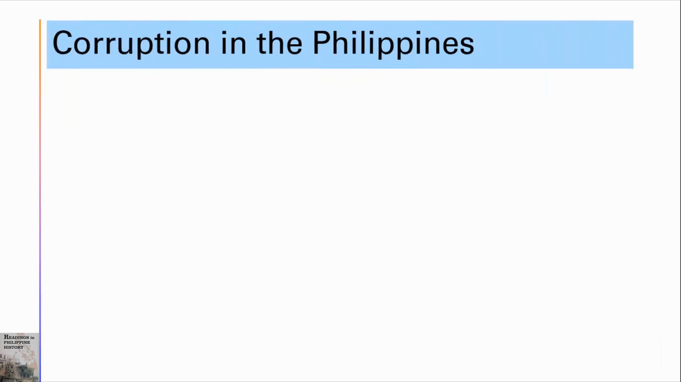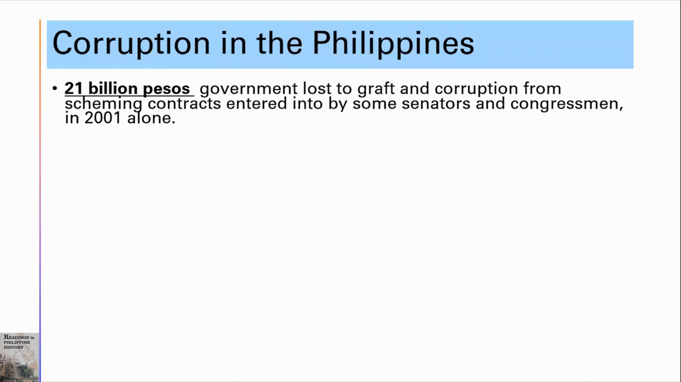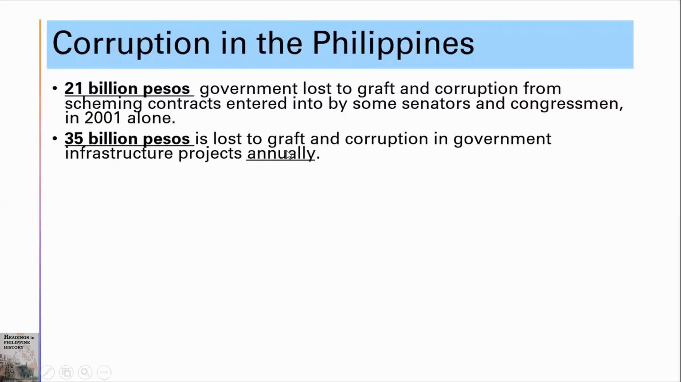So let us talk about how many billion pesos are lost to corruption. 21 billion pesos were lost by the government to graft and corruption, from scheming contracts entered into by some senators and congressmen in 2001 alone. Imagine that, 21 billion pesos, and we cannot even have a million. 35 billion pesos is lost to graft and corruption in government infrastructure projects annually. Some corrupt politicians make government infrastructure projects, but not all the money that should go into the projects goes there; again, it goes into their pockets.